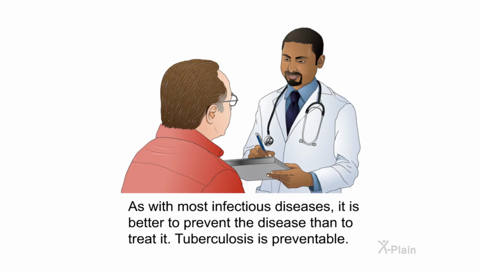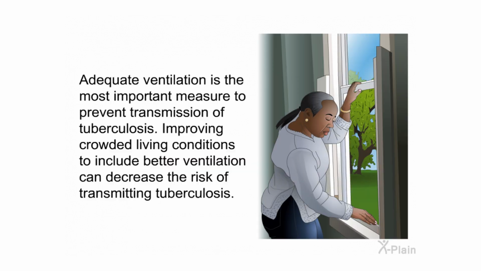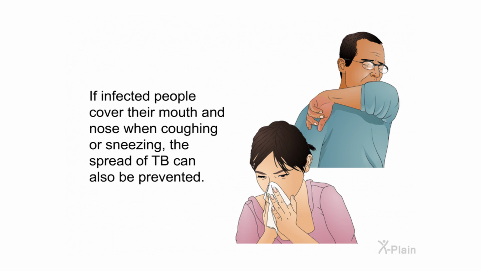Prevention. As with most infectious diseases, it is better to prevent the disease than to treat it. Tuberculosis is preventable. Adequate ventilation is the most important measure to prevent transmission of tuberculosis. Improving crowded living conditions to include better ventilation can decrease the risk of transmitting tuberculosis. If infected people cover their mouth and nose when coughing or sneezing, the spread of TB can also be prevented.